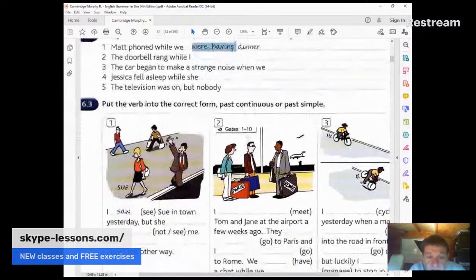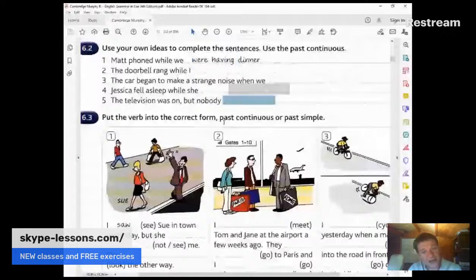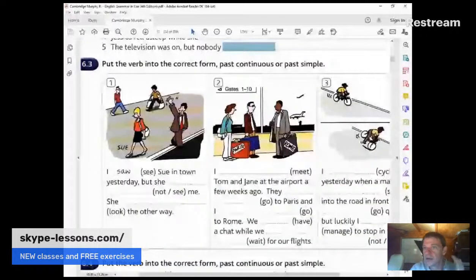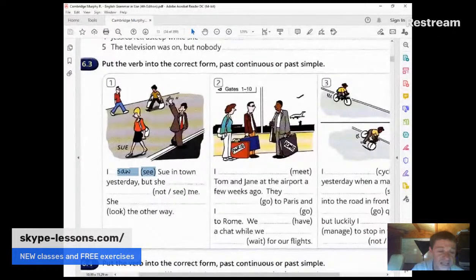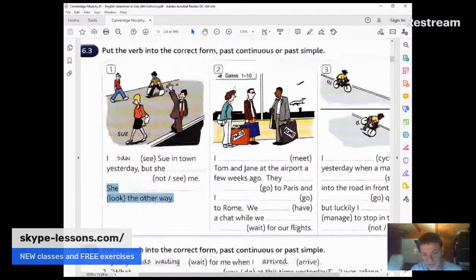Okay, so you very often see past continuous when two actions are happening, and you want to say that one action you were in the middle of at the same time as something else happening. So look at this. I saw Sue. That can't be past continuous because see is a stative verb. I saw Sue in town yesterday, but she didn't see me. It's got to be simple because see is stative. She was looking the other way. Look is not stative. It's dynamic. So we use look in past continuous here because we want to say she was in the middle of looking the other way. That's why she didn't see me.